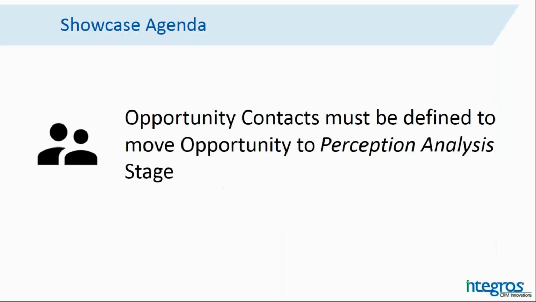The first example will be about data completeness. When a manager moves an opportunity to the Perception Analysis stage, we want to be sure that some opportunity contacts have been entered for this particular opportunity. That is rule number one that we are going to implement right now.